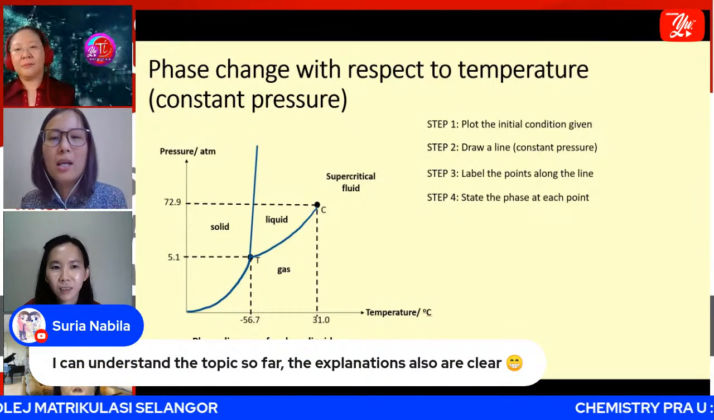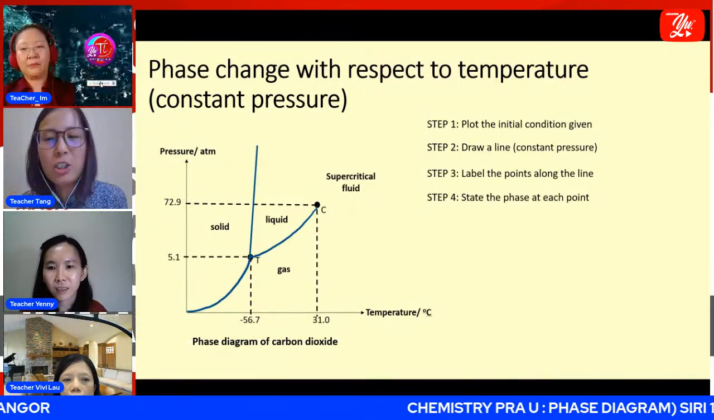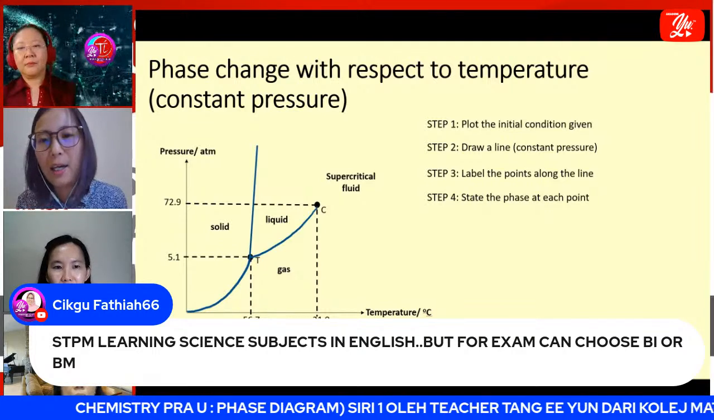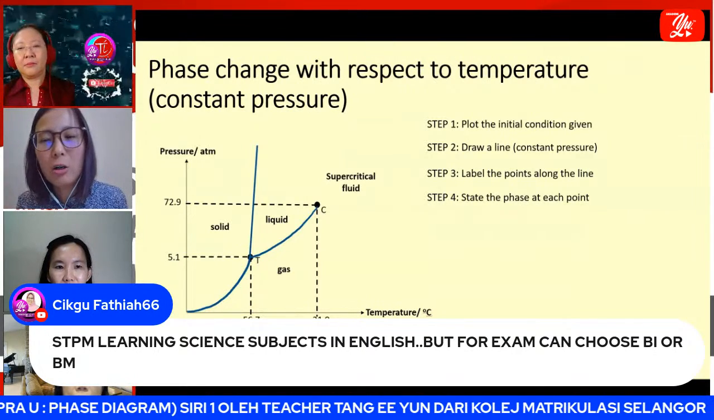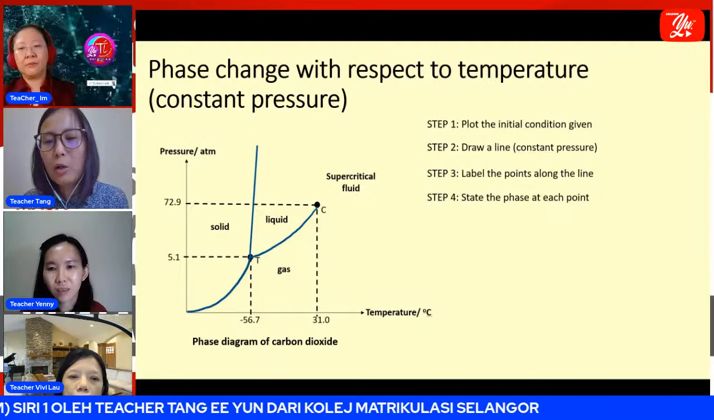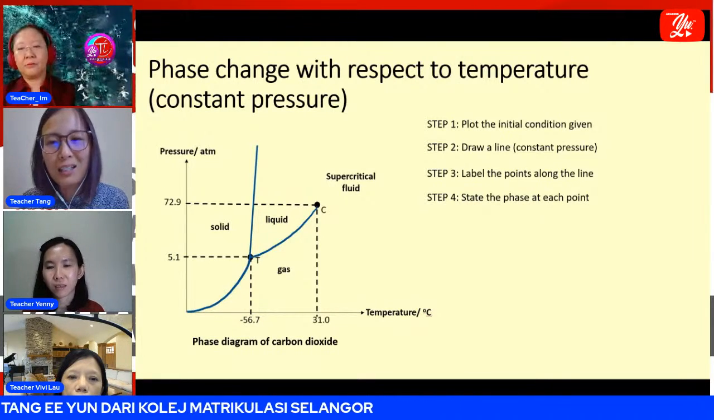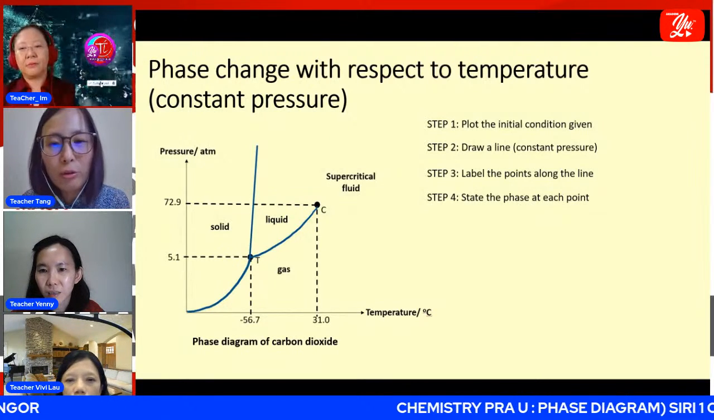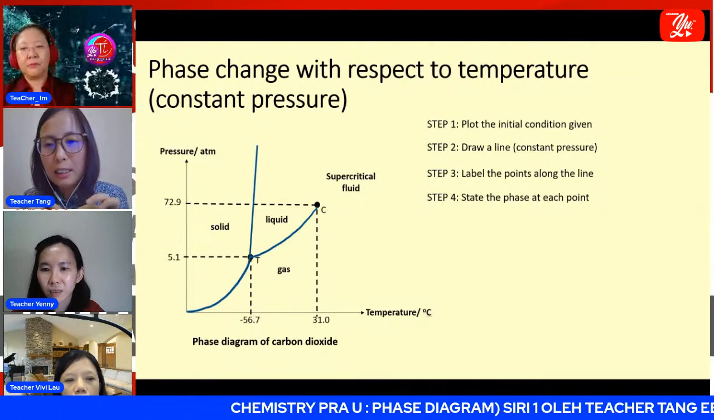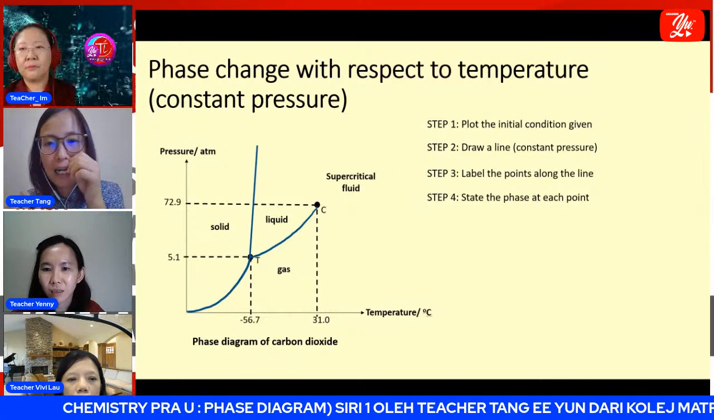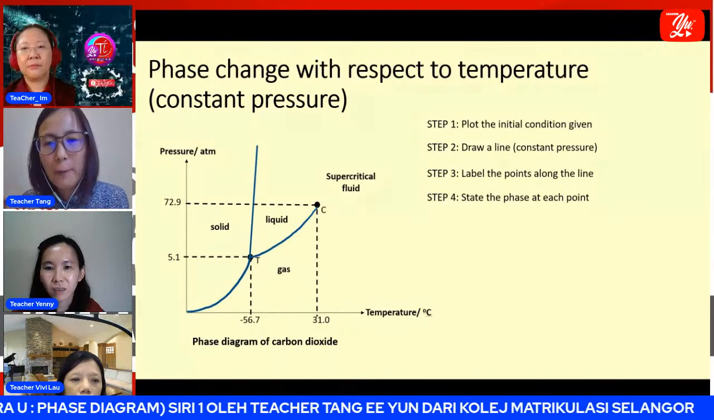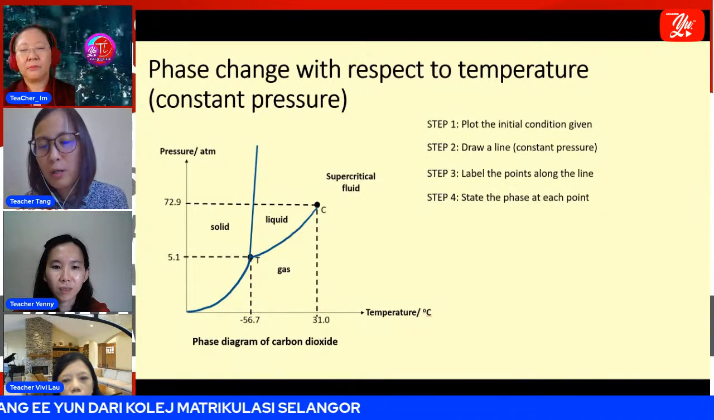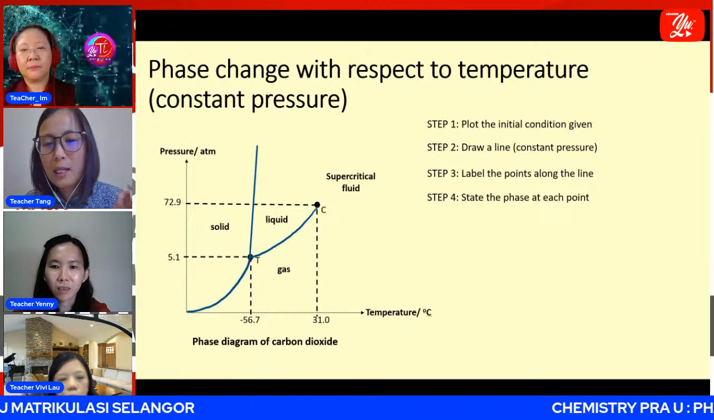So step number 1, you have to plot the initial conditions given. Usually the initial condition is given in the question, so you can plot your initial conditions first. After that, you can draw a horizontal or vertical line to represent constant pressure. In step number 3, on the line you drew in step number 2, you label the points. Then step number 4, for each point you labeled in step number 3, you state what the phase is.